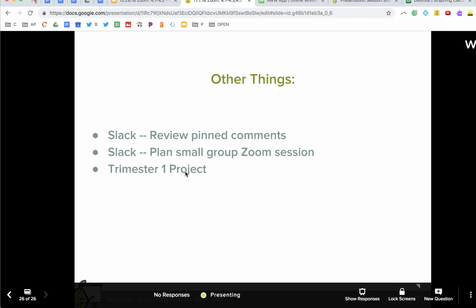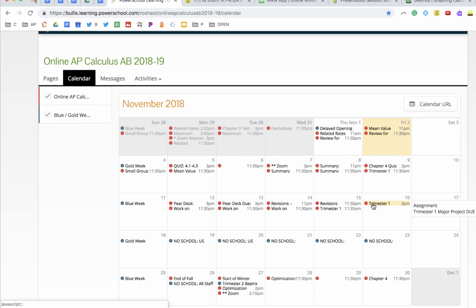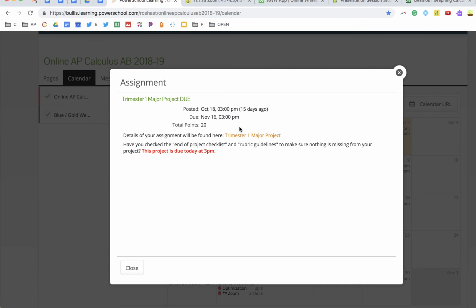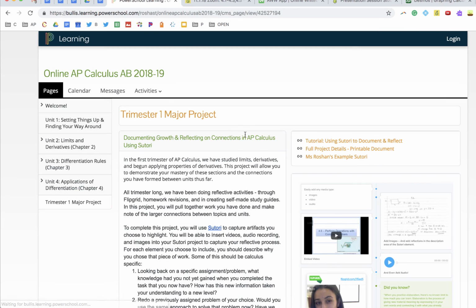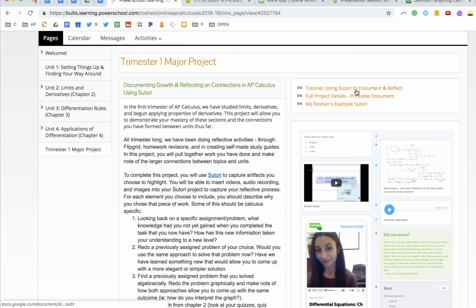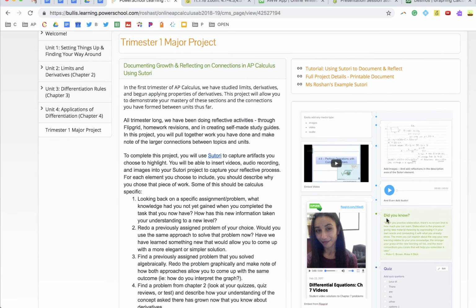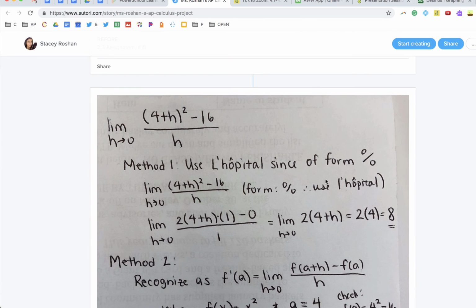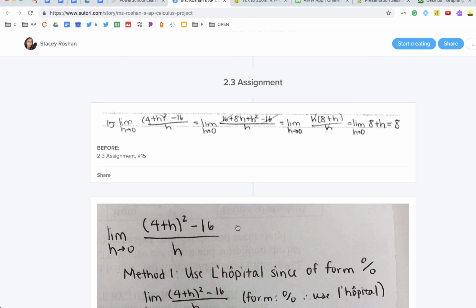And then the Trimester 1 project is something that we're going to be doing next week. So you'll be turning that in on Friday. So just make sure that you take a look at the guidelines, and I have a sample that you can view. So if you just look at my tutorial example, you'll understand that the purpose of this project is really to compare old stuff with new stuff.